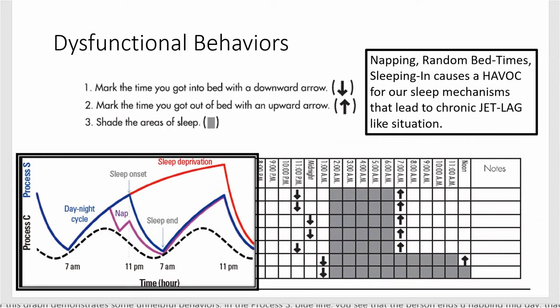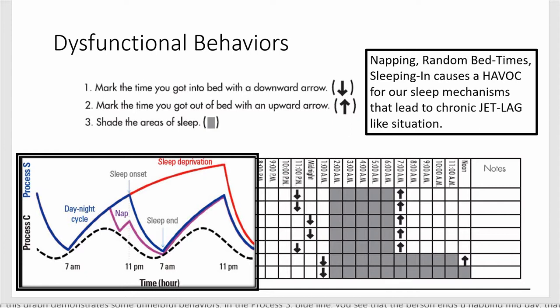On the right is actually just a copy of a typical sleep log, and it shows how the person goes to bed at various times. So the bottom two rows show the weekend behavior, where he goes to bed at 1 a.m. instead of the usual 11 p.m. and then ends up sleeping in until noon.